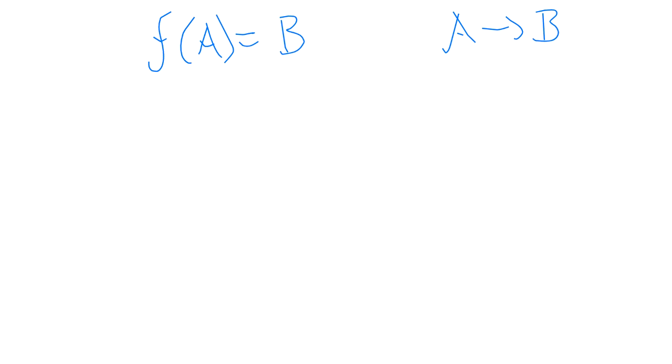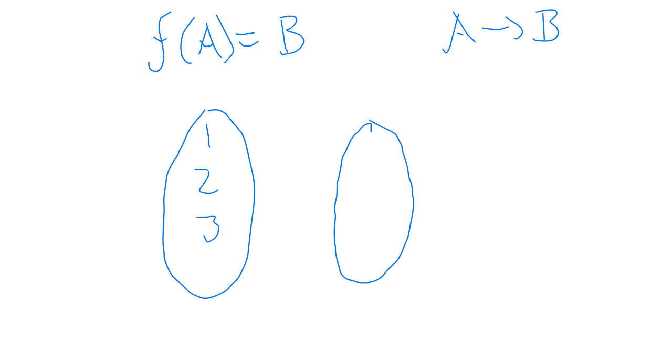So let me give you some quick examples. Make sure it is clear. 1, 2, 3. And let's say over here we have A, B, C, D. So for injective, let me just leave it surjective first. This would not be a surjective function because, as you can see, D was not used.